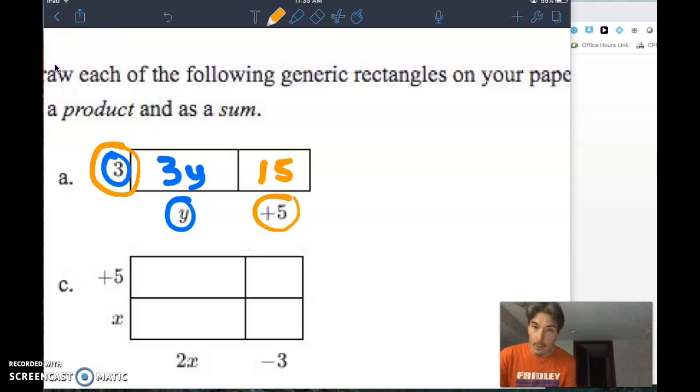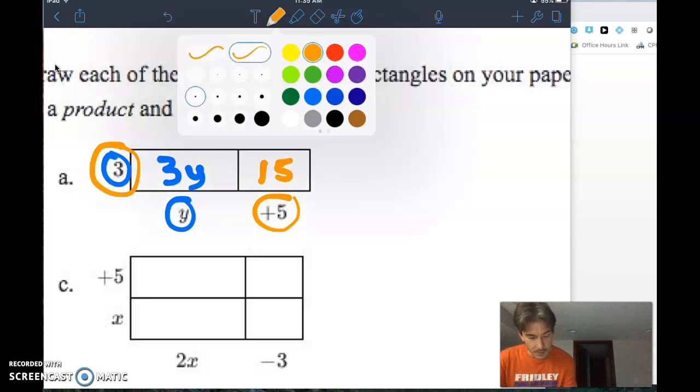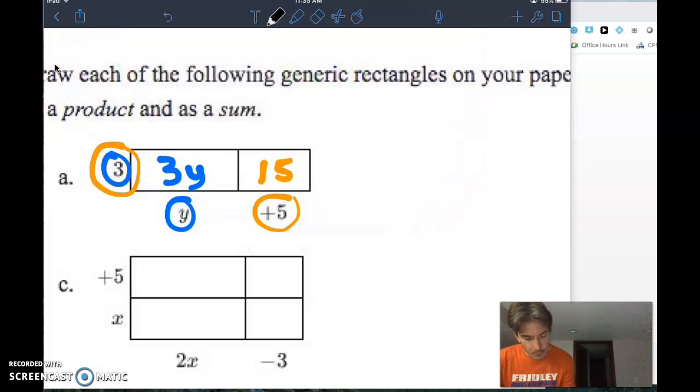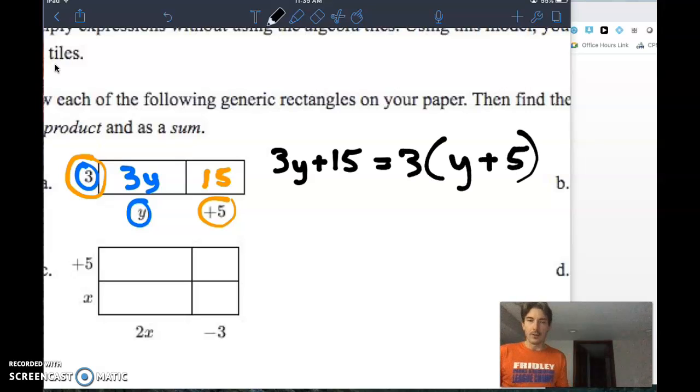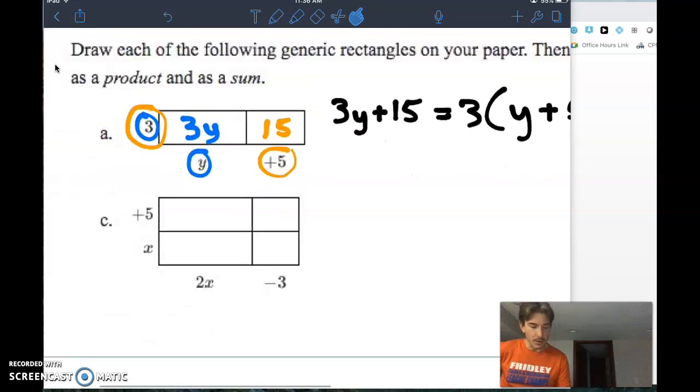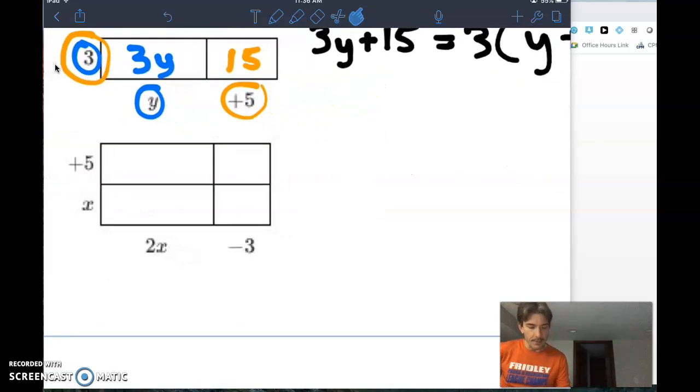What we've said when we've done this is, let me use a new color here, I've got 3y plus 15. What is that the same thing as? That's the same thing as the product of those dimensions. That's going to be 3 times y plus 5. There you go. You're using that generic rectangle for the idea conceptually that the product is equal to the sum. We can do the exact same thing with a more difficult example.